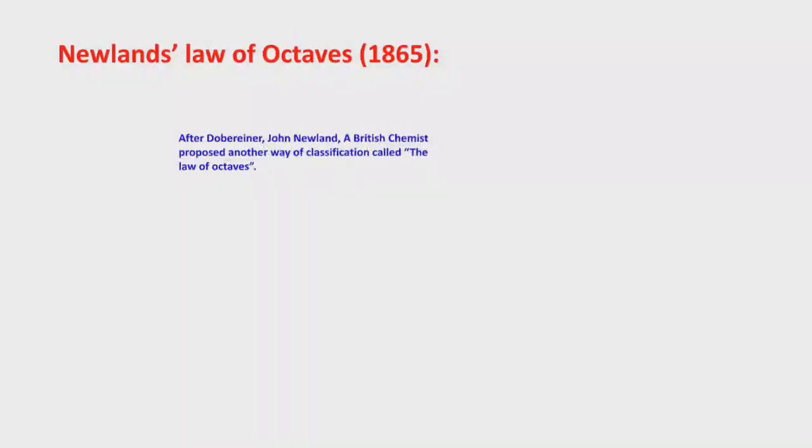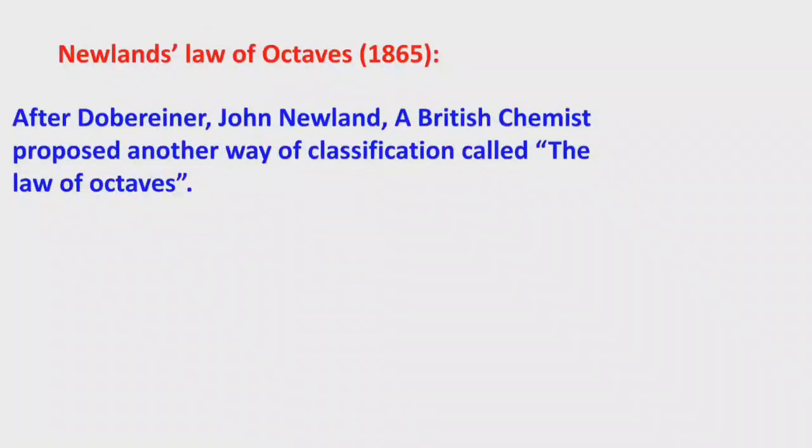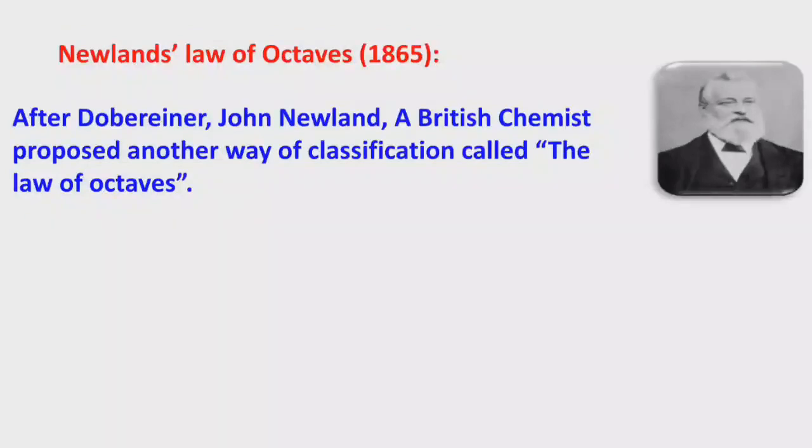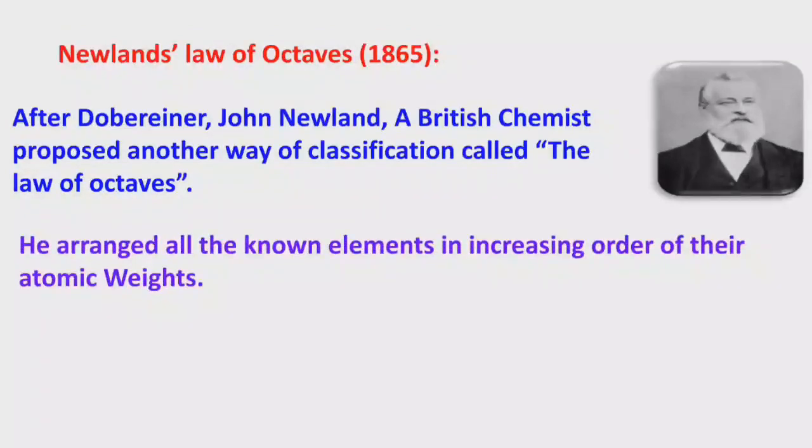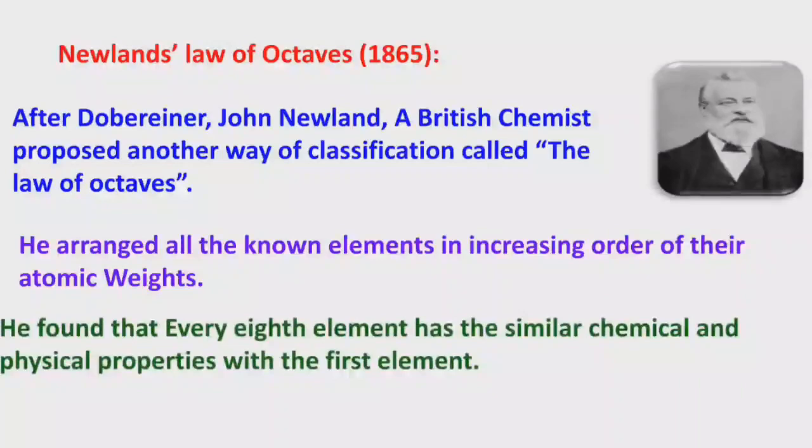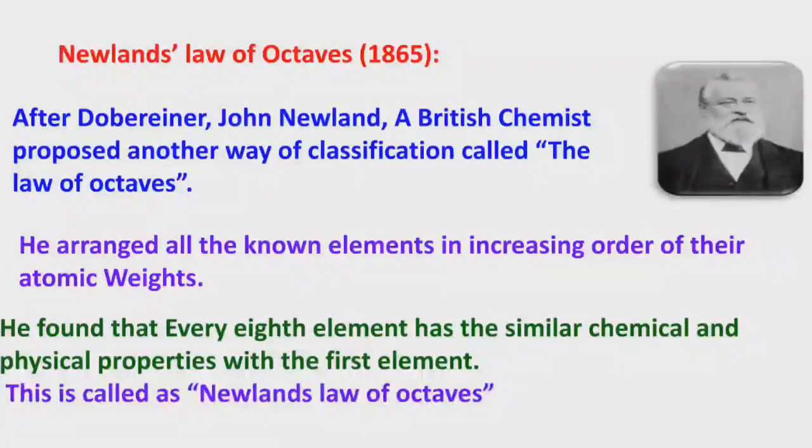Newlands' law of octaves. In 1865, after Dobereiner, John Newlands, a British chemist, proposed another way of classification called the law of octaves. Octa means 8. Here we can see John Newlands. He arranged all the known elements in ascending order of their atomic weights. He found that every 8th element has similar chemical and physical properties to the first element. This is called Newlands' law of octaves.